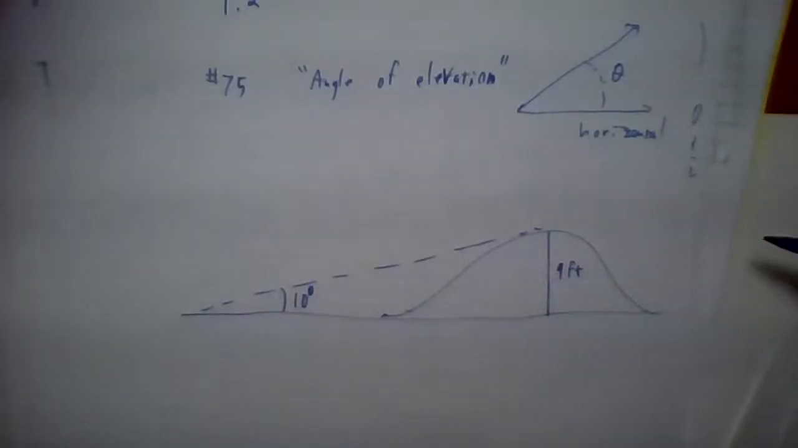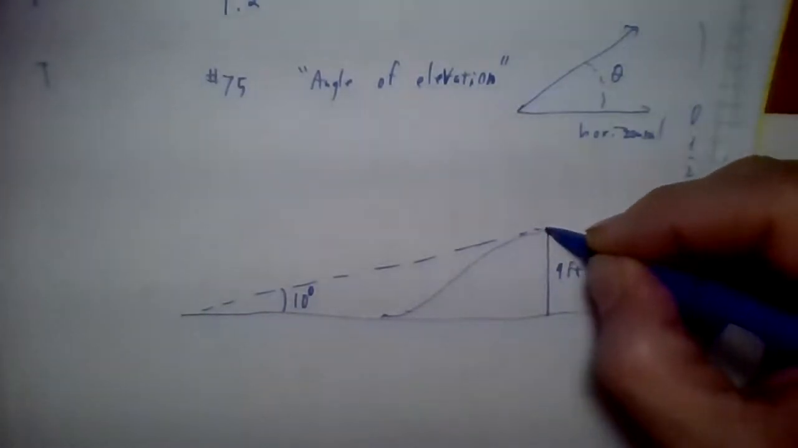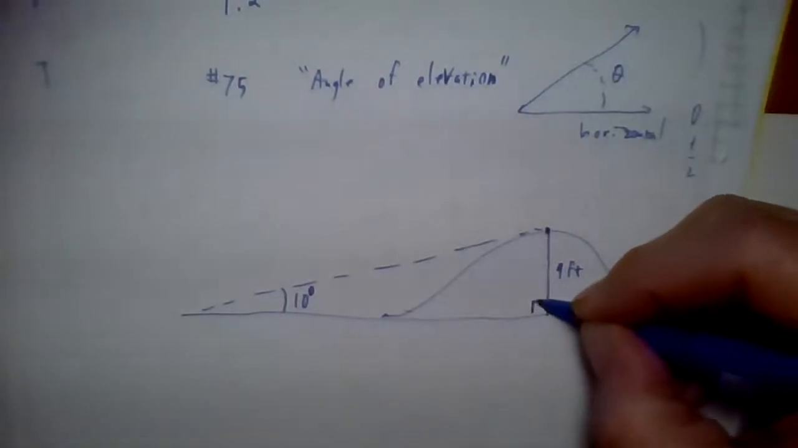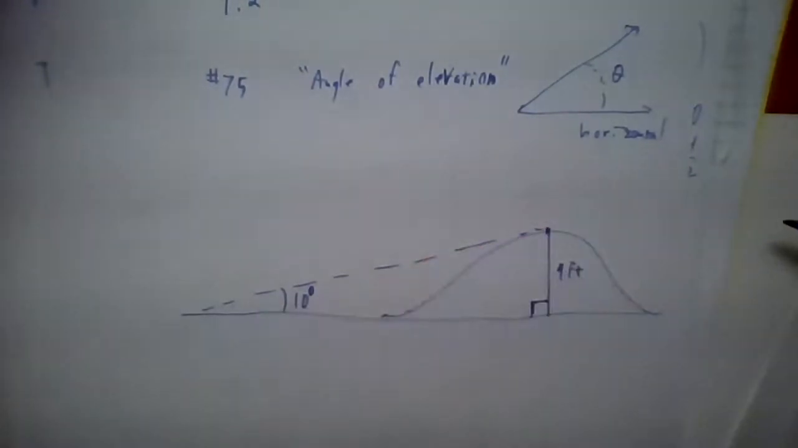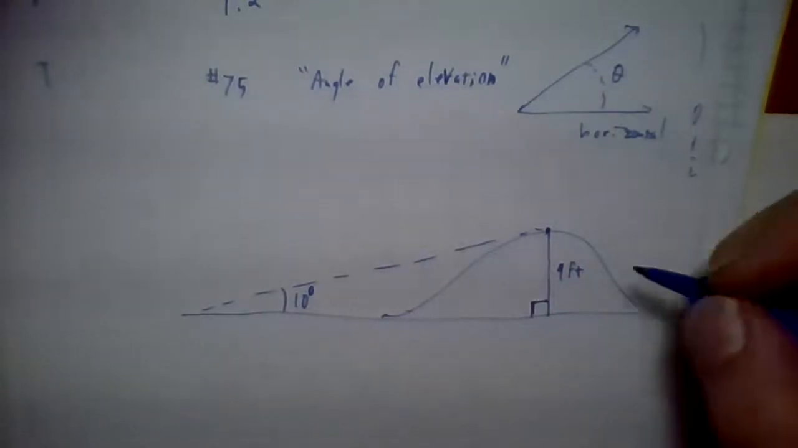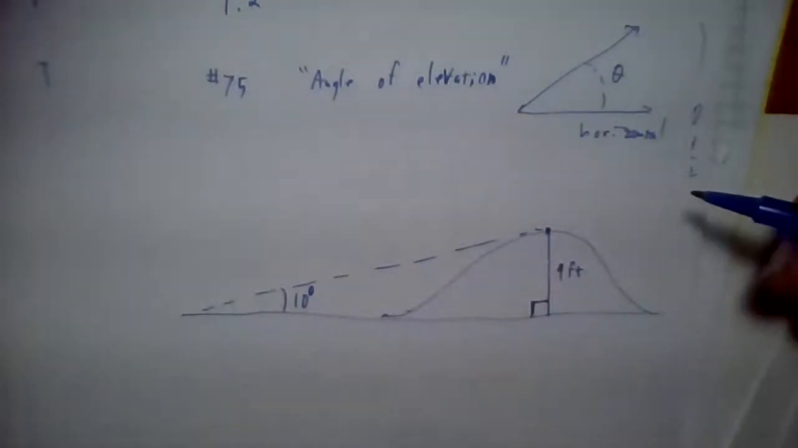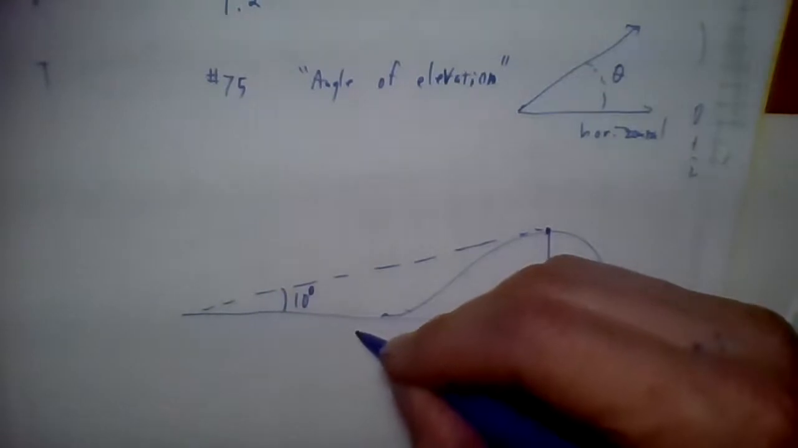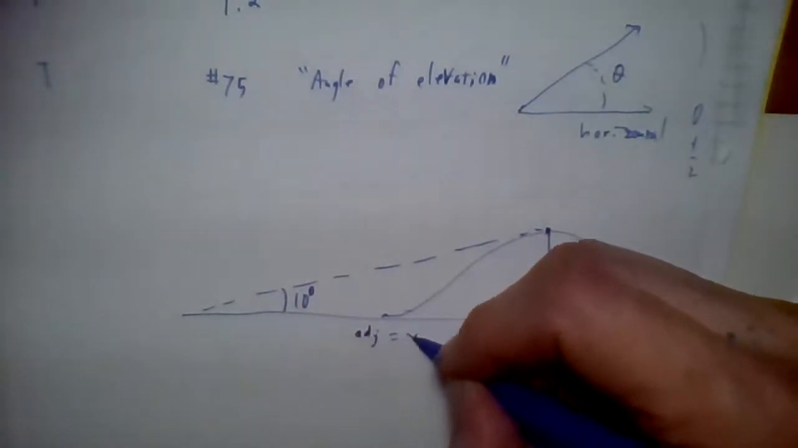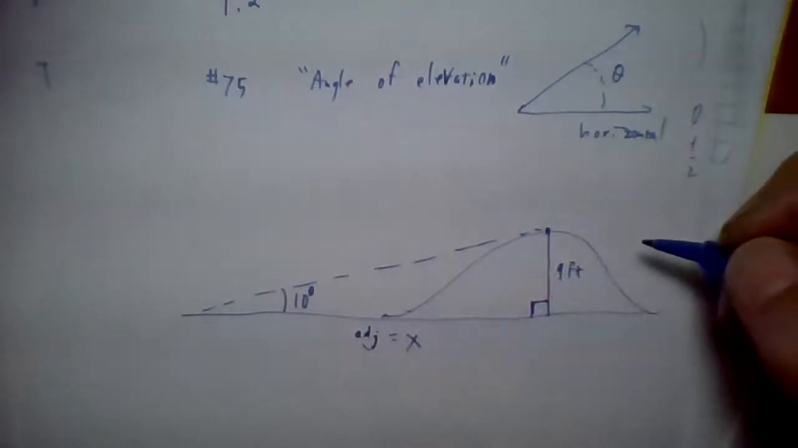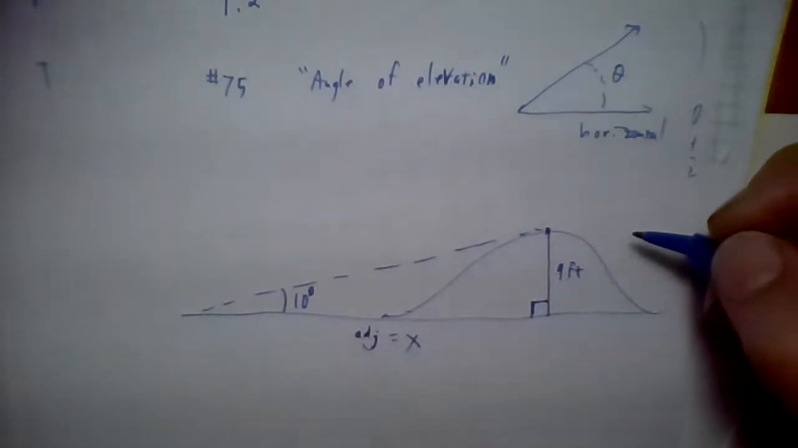So there is a right triangle in the picture from the top of the hill. Straight up is 9 feet. So that's a 90-degree angle with the horizontal. And we do have this right triangle formed, and we can use some trigonometry. We want to know what this adjacent side down here is. I'm just going to call this x. This is my unknown side, and the 10 degrees is over there.